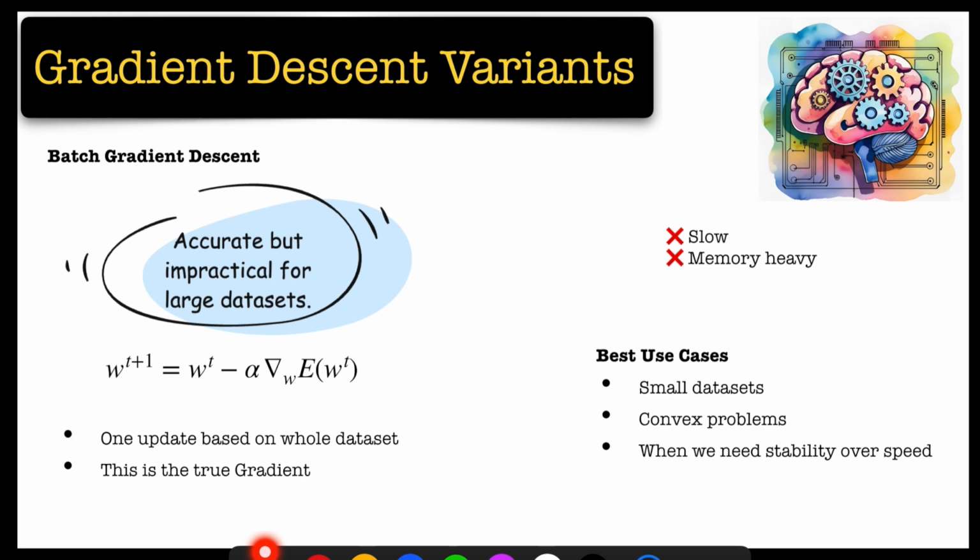And when should we use this? When we have very small data sets with convex problems, then we can use batch gradient descent. And when we need stability over speed, then we can go for batch gradient descent. But if the data set is large, we cannot go for batch gradient descent, given that we don't have that much compute power.